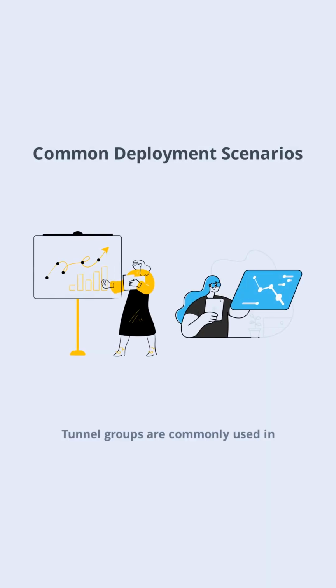Tunnel groups are commonly used in scenarios where organizations have multiple regions, departments, or security zones. For example, a company with offices in different countries might use tunnel groups to ensure each region's traffic stays local, while still allowing central hubs to communicate with all sites. This approach reduces latency, improves security, and makes compliance easier. It's also useful for mergers, acquisitions, or temporary projects that require isolated connectivity.